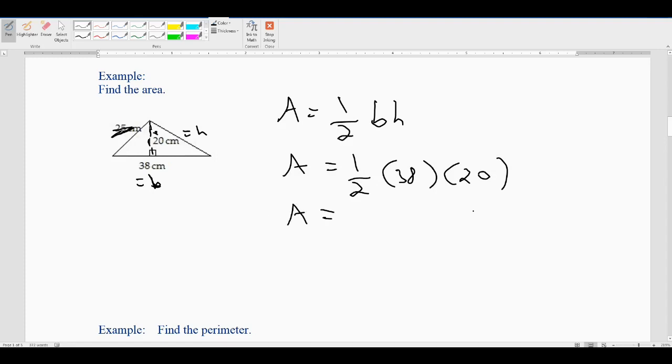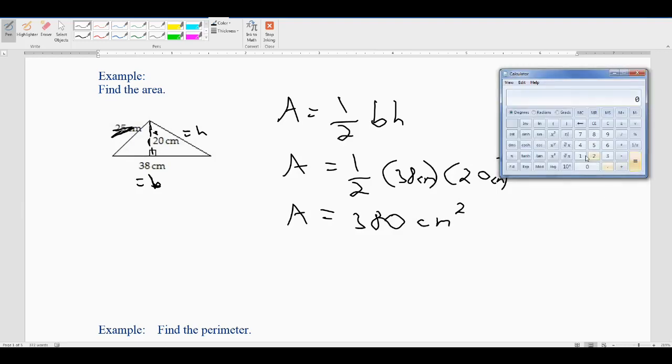However you want to do it, does not matter to me. To me, if you want to do it by hand, you take 1/2 of 20, which is 10, and 10 times 38 is 380. Since this is area, you're taking centimeters times centimeters. It's going to be centimeters squared, or square centimeters. If you want to use a calculator to do this, that's fine also. 1 divided by 2 times 38 times 20. 380.